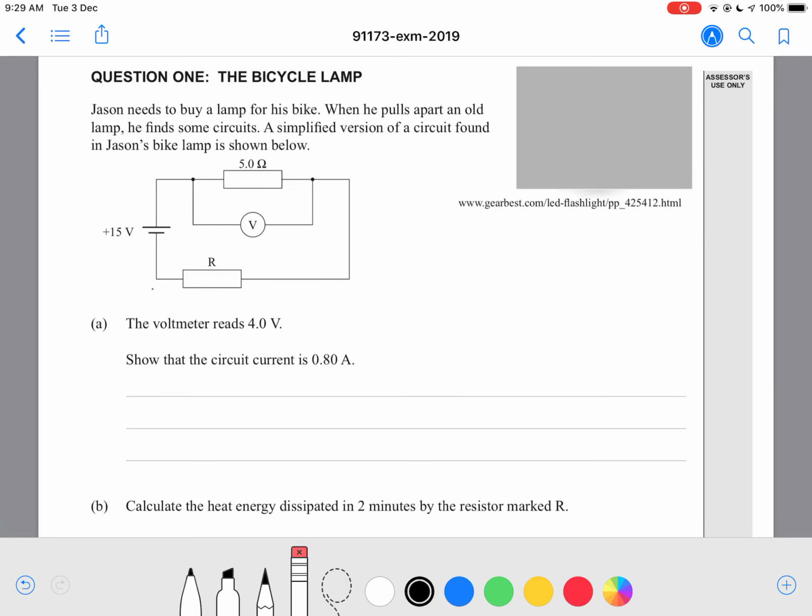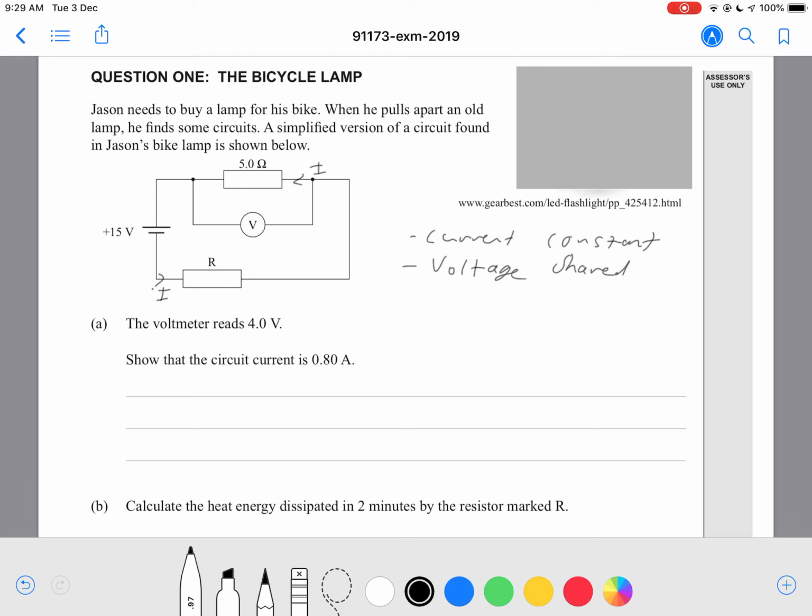Alright, so in the circuit, as you can see, there's only one pathway for the current to flow, which means that it is a series circuit. And in series circuits, some important things to note down is that the current is constant, but the voltage is shared between components. That means the current going through this resistor will be the exact same current going through the 5 ohm resistor.